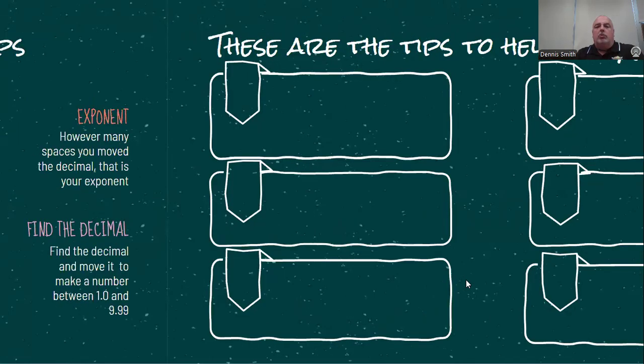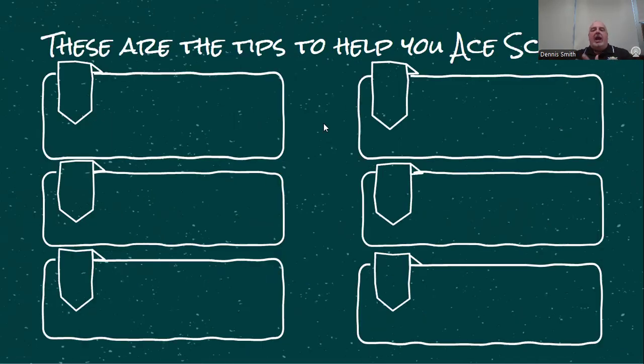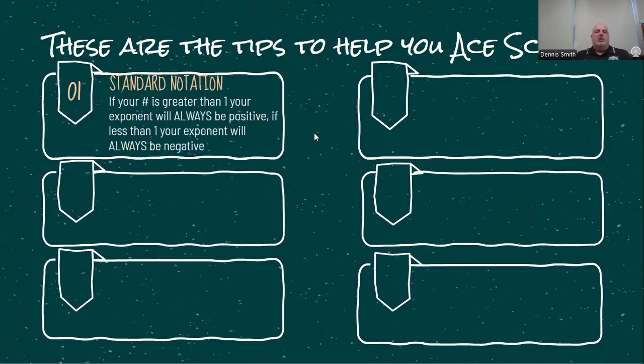All right. So these are tips to help you ace scientific notation. The first tip is standard notation. If your number is greater than 1, so if it's 1,212, your exponent will always be positive. If it's less than 1, like 0.0042, your exponent will always be negative. So that's the easy way to remember it for standard notation numbers.